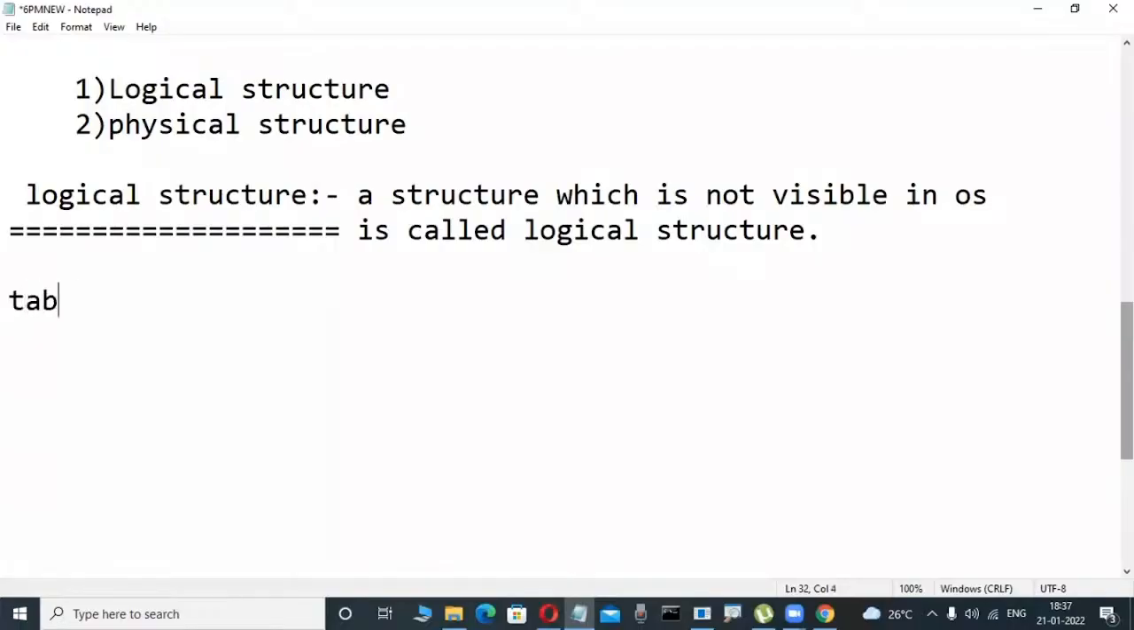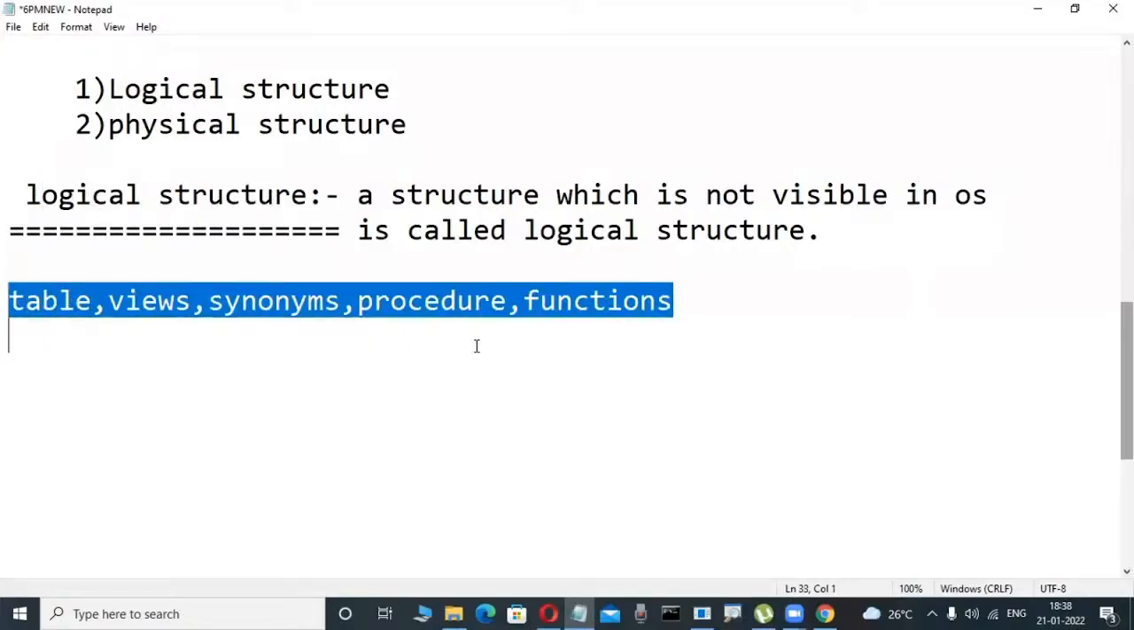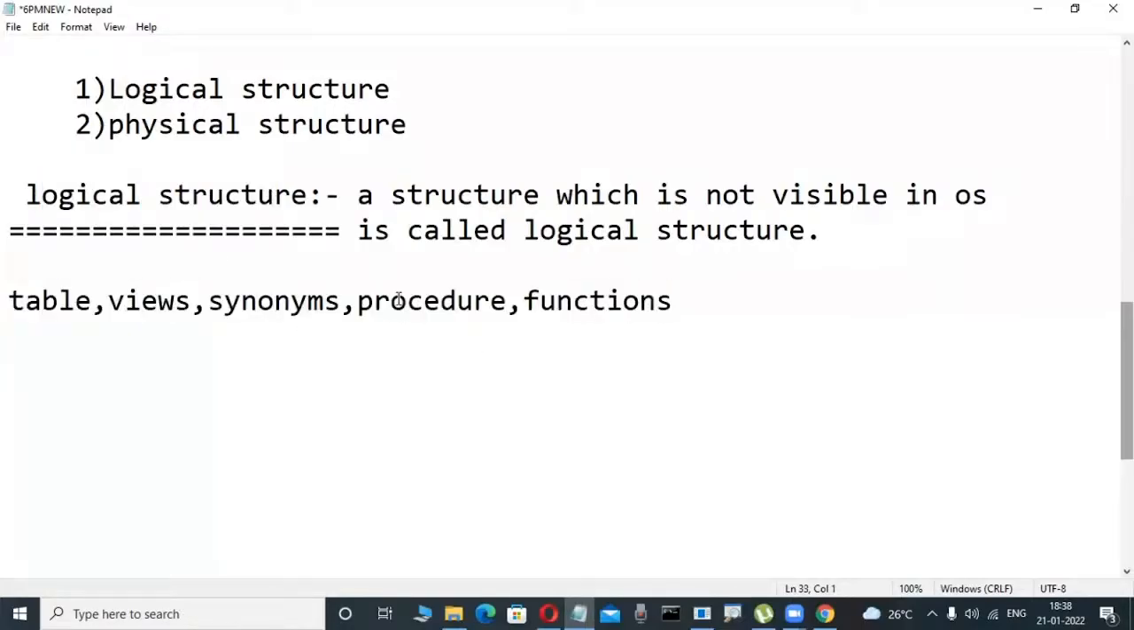That logical structure contains tables in Oracle, and in SQL Server also tables are there. MySQL also has tables. Views are there, synonyms are there, indexes are there. These are all database objects. So many things are there. Procedures, functions, triggers, packages are there. These are all the logical structure. That is not visible in the operating system. Whatever objects we are learning in the courses, they are not visible in the operating system.